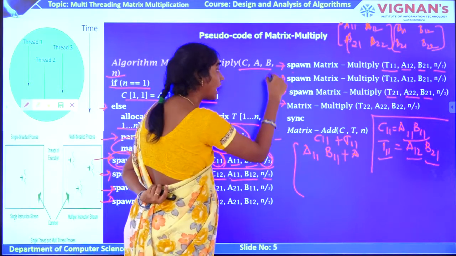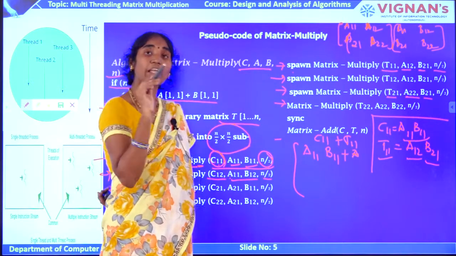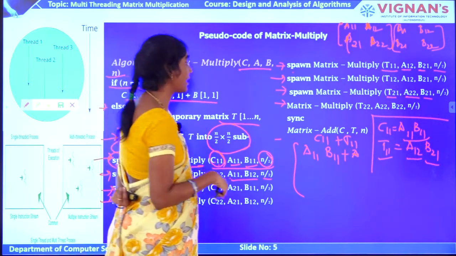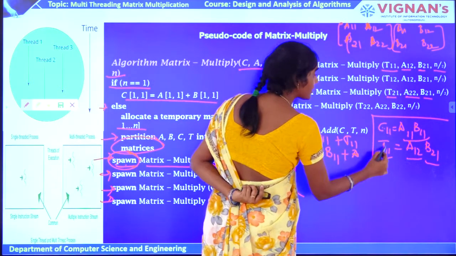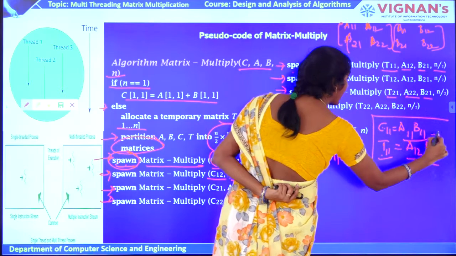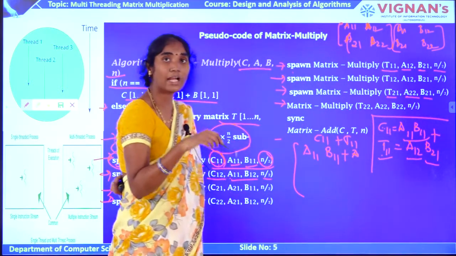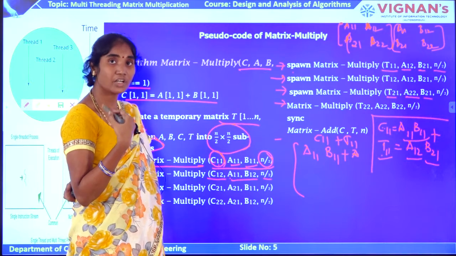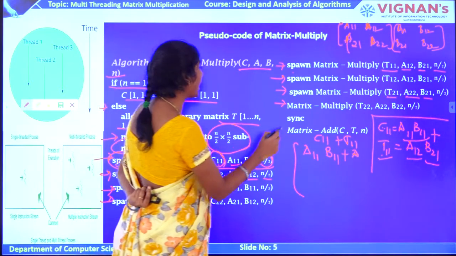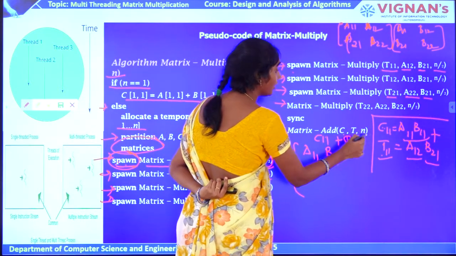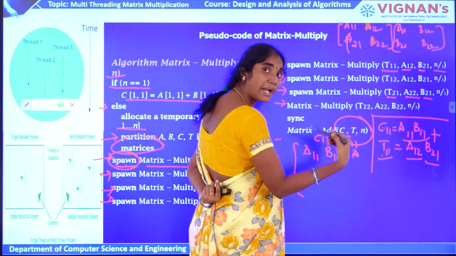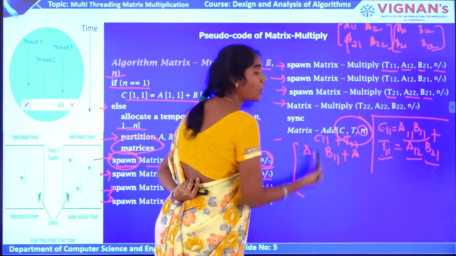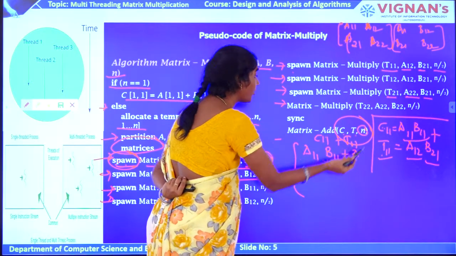Now finally after executing all these terms, the next step is to execute the addition process. Am I right or not? After measuring the C11 and T11, what am I supposed to do? I have to add this. Then only I will have the final result of capital C, right? So now matrix add C, T, n, because whenever I am adding, the final result will be n by n, right? That is why the order is n, C, T, n, matrix add.